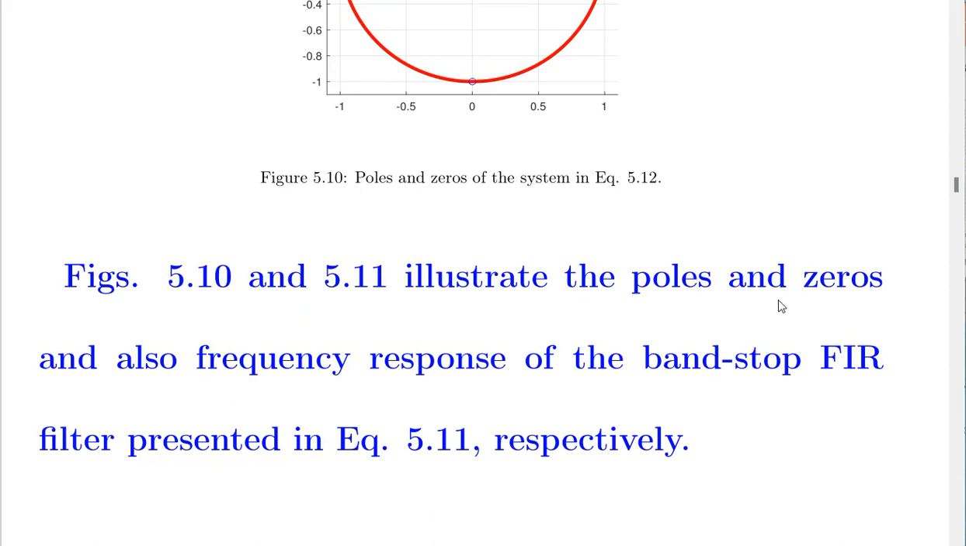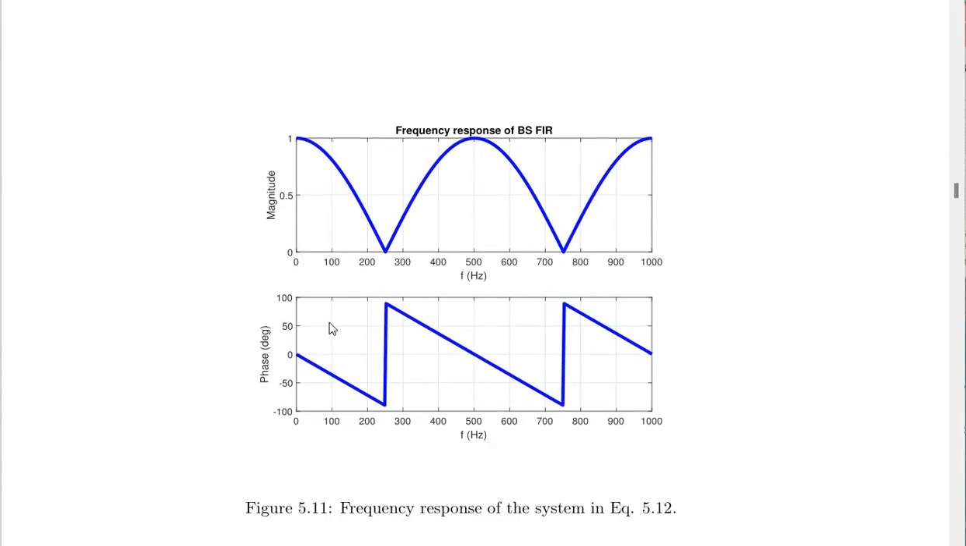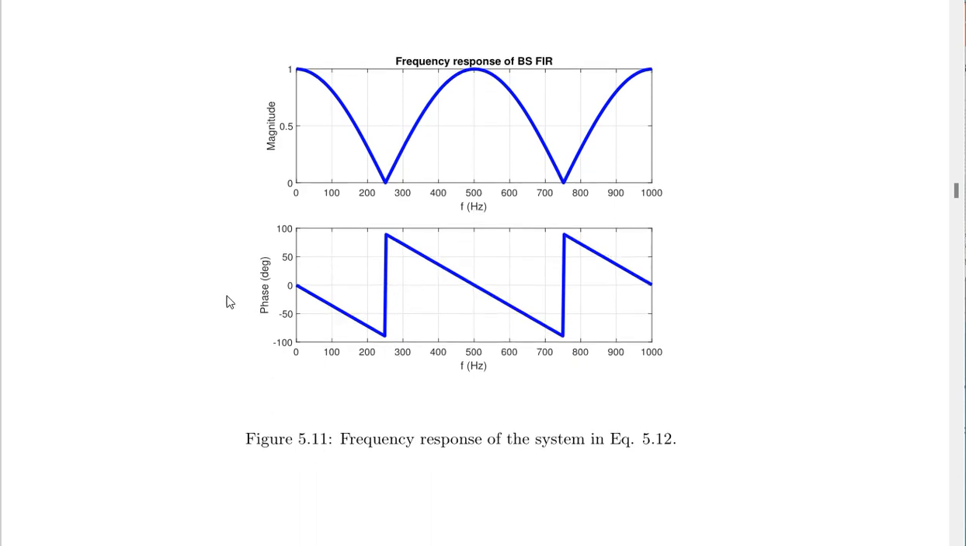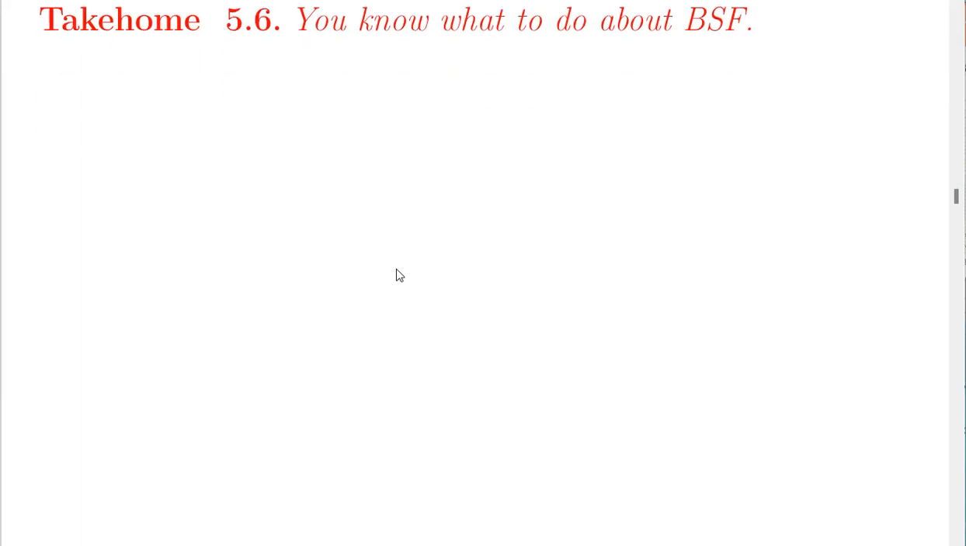Similar idea, the poles and zeros have been illustrated. What about the frequency response? Here you see the middle range frequency has been notched, has no right to pass, but low frequency and high frequency can pass. And this is the phase. Take home 5.6. You know what to do about the band stop filter.